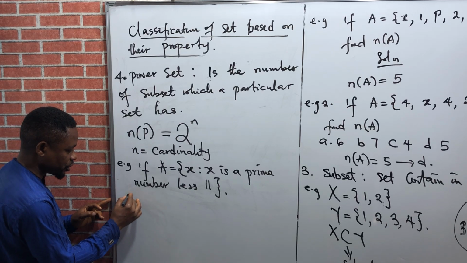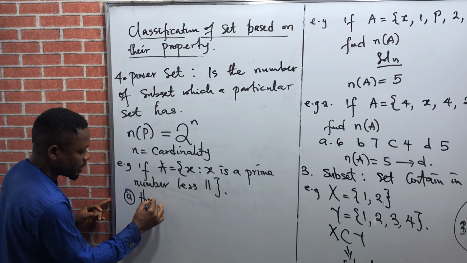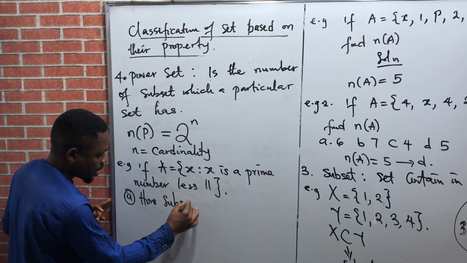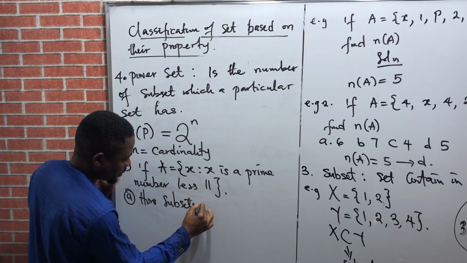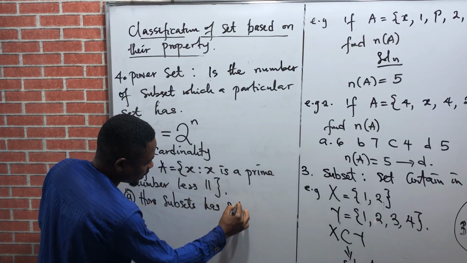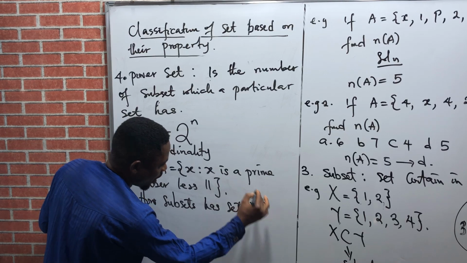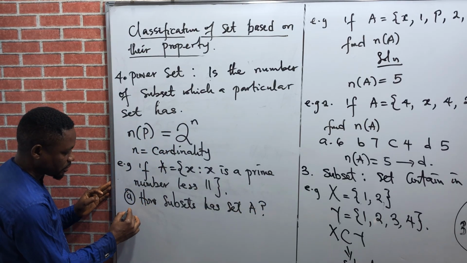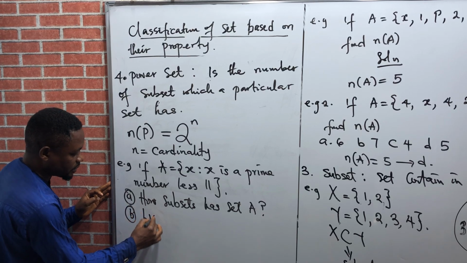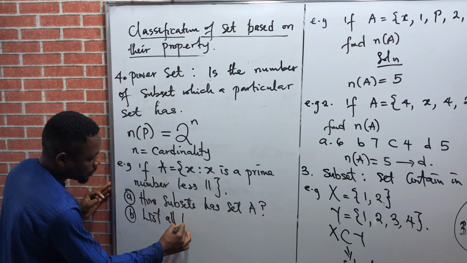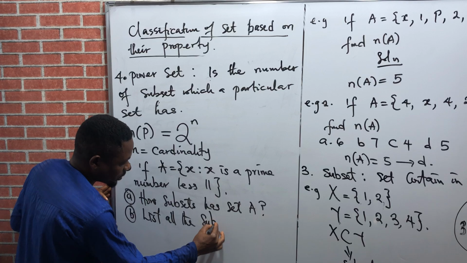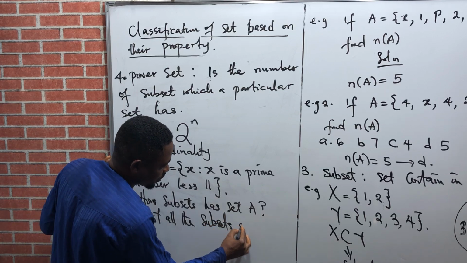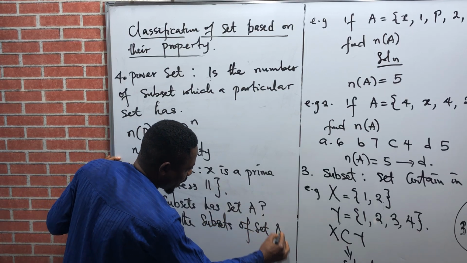Now the question is this. Watch everybody. Question number one: how many subsets has set A? Then number two: list all the subsets of set A. Are you there?